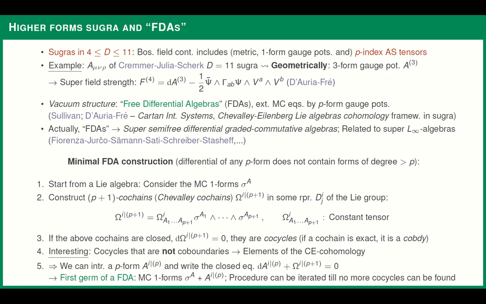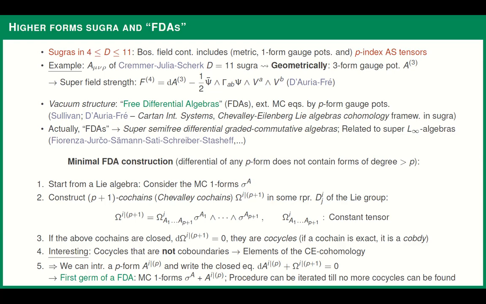Thanks. So let me call them free differential algebras, and you can use this or this, which is the way in which they are called now in this literature. The construction is for a minimal differential algebra, meaning that the differential of any p-form does not contain forms of degree greater than p. So at the purely bosonic level, if we have higher forms, we can introduce those algebraic structures.